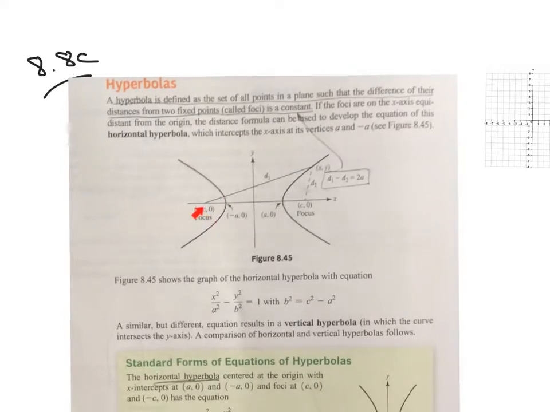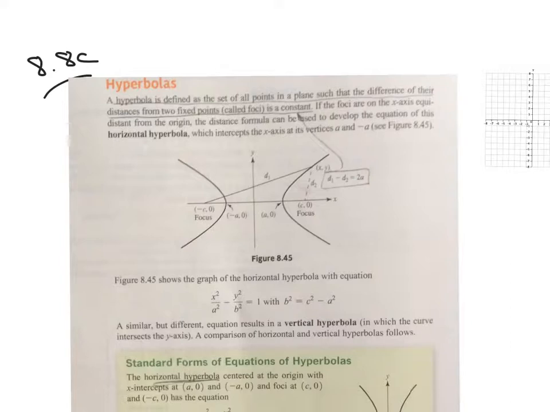And our focus is different than an ellipse. In an ellipse, the focus is on the inside, and here it's on the inside too, but just kind of on opposite ends. So there's our focus here, there's our vertex labeled with an A, and our focus is labeled with a C. And from the focus to any point on the hyperbola and back to the other focus, if you subtract the distances, you will get a number. And it doesn't matter where you draw that line.